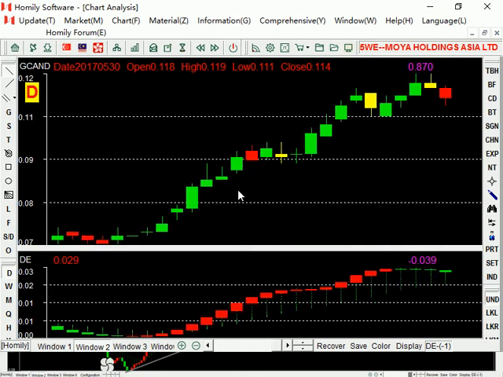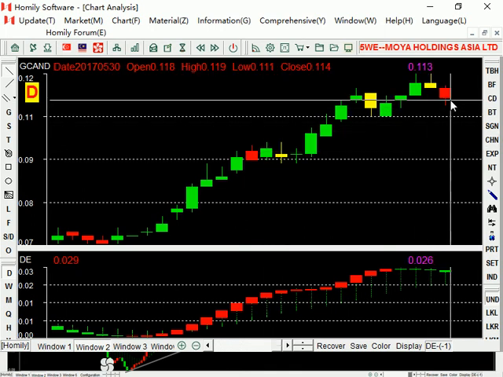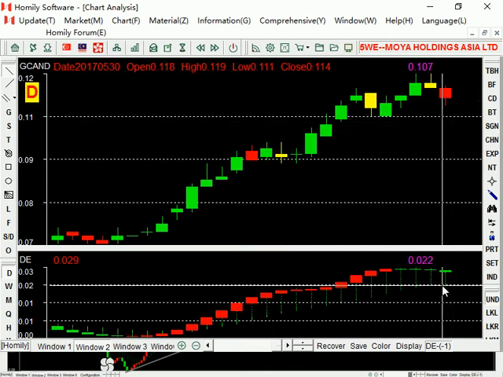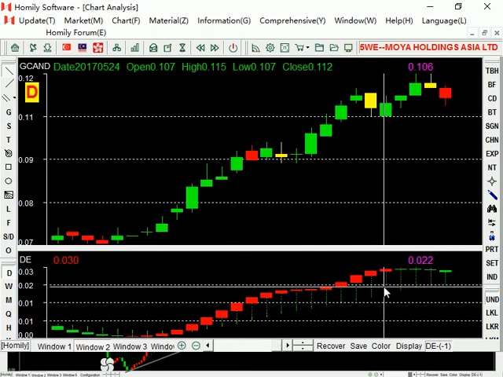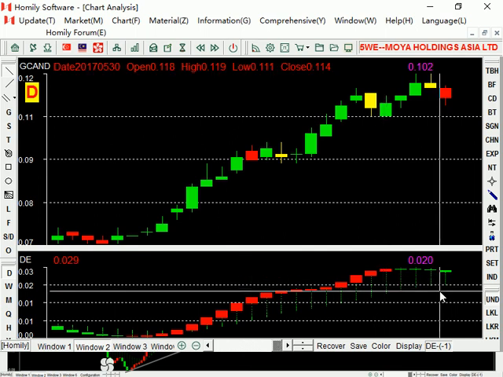But for this one, yellow candlestick appears next day, bank money inflow or outflow? Outflow, sell or not? Sell for short term. Okay.